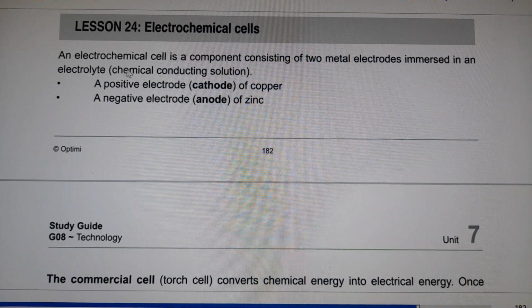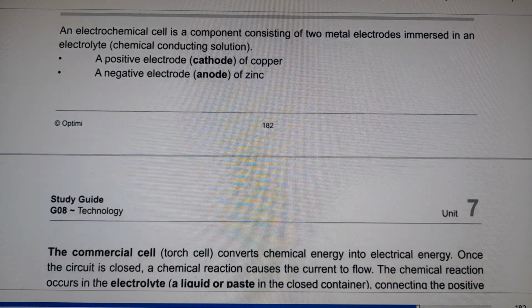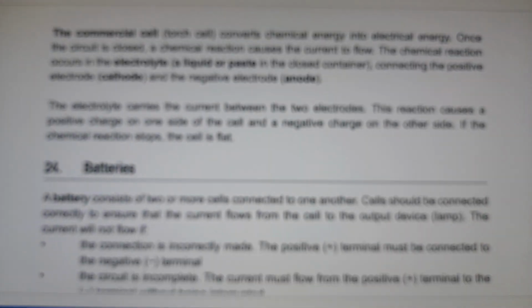An electrochemical cell is a component consisting of two metal electrodes immersed in an electrolyte, which is a chemical conducting solution. We've done this. A positive electrode is the cathode of copper, and the negative electrode is the anode of zinc. We've done this in the electrolysis process.